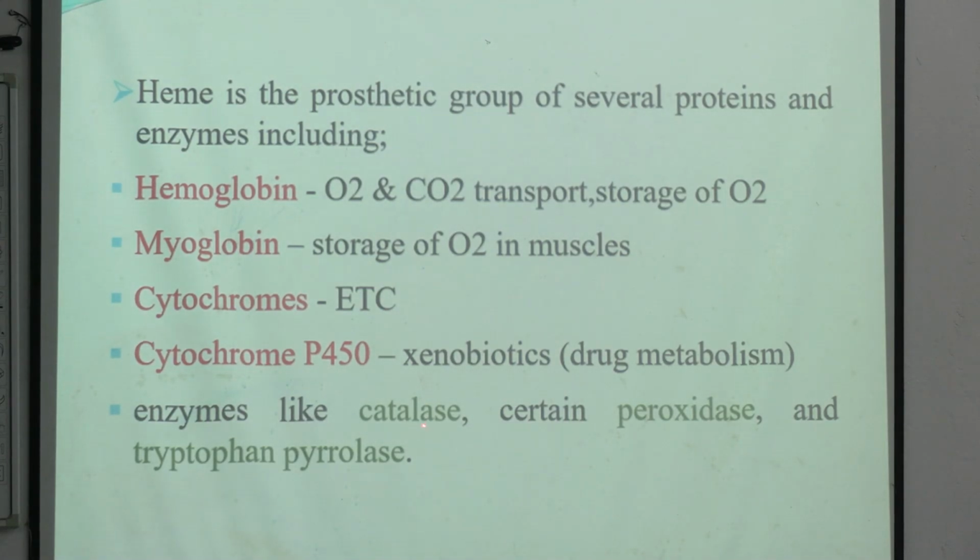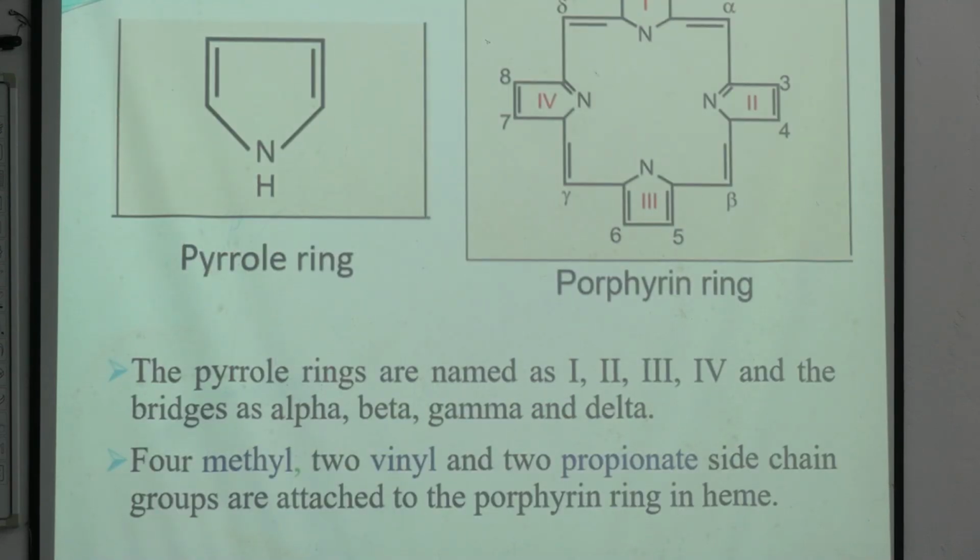And in enzymes like catalase, peroxidase, tryptophan pyrrolase, the prosthetic group or coenzyme is heme. Clear? So, if asked the function of heme, where it is present and what are the functions of heme, you can write now. Okay? Clear? Next, so, going to the structure.